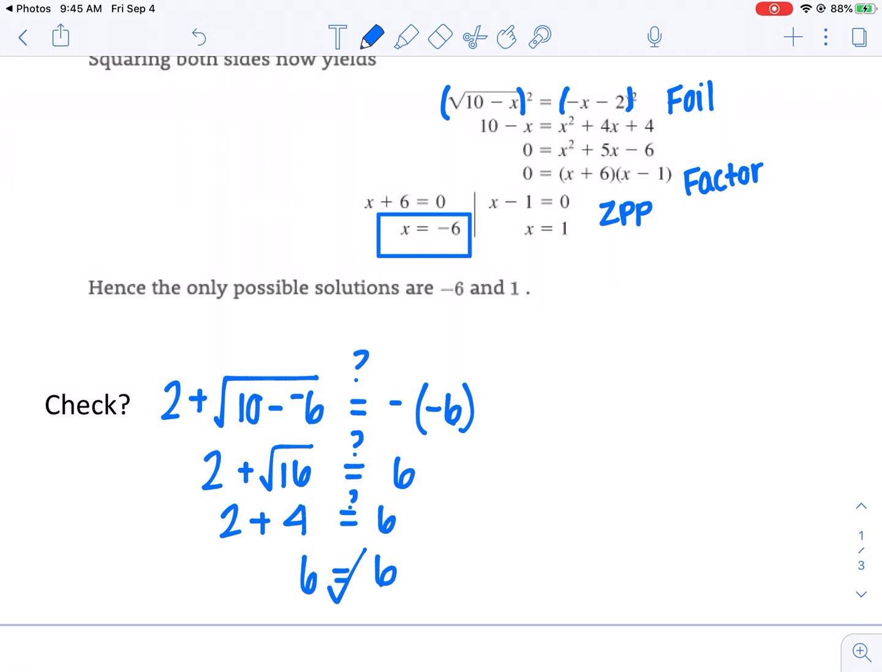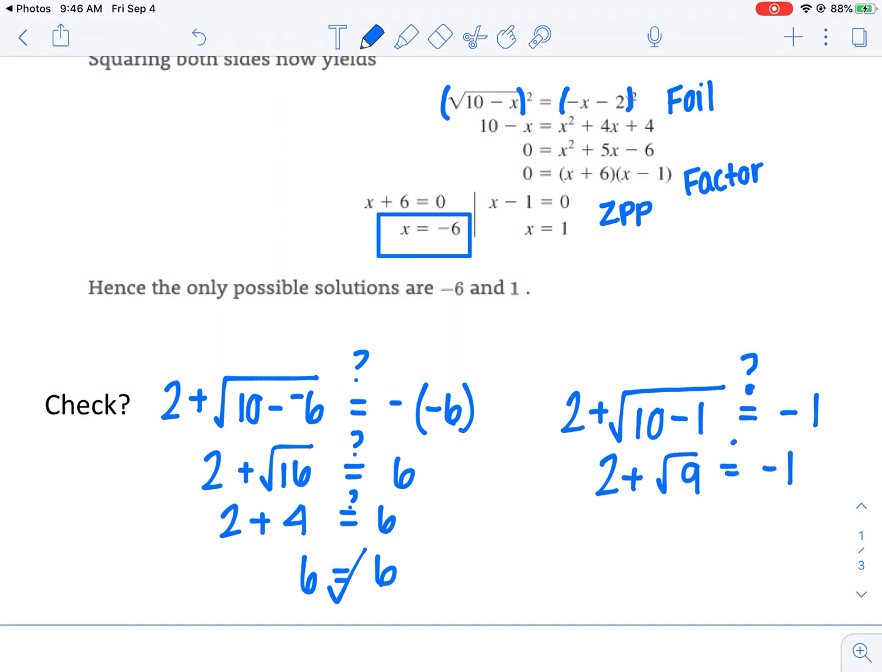Now we need to check our other one. Go to the original equation again. This time plug in 1. Is this equal? Put a question mark because it is not equal yet. We don't know. It'd be 2 plus the square root of 9. Question mark. 2 plus 3. I'm already noticing this is not going to be equal, but I want you to get all the way to this point. Left side does not equal right. So that means x equals 1 is not a solution.